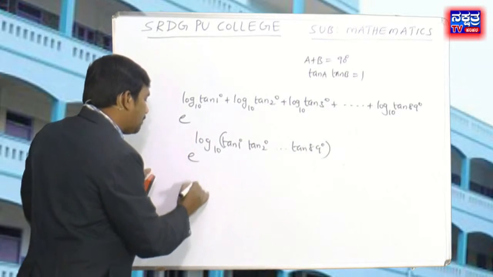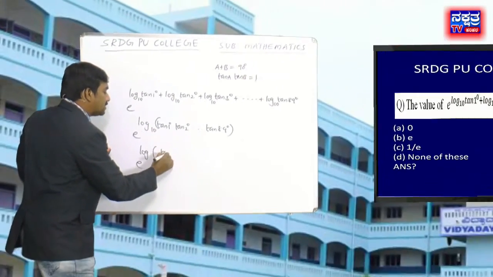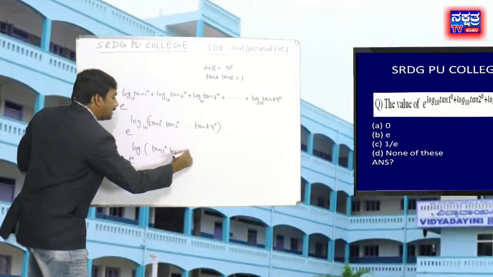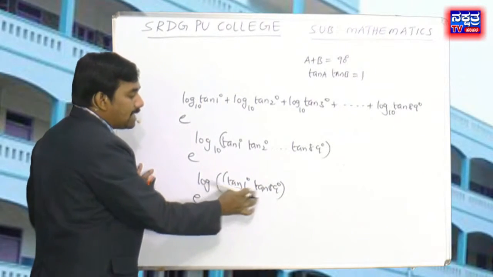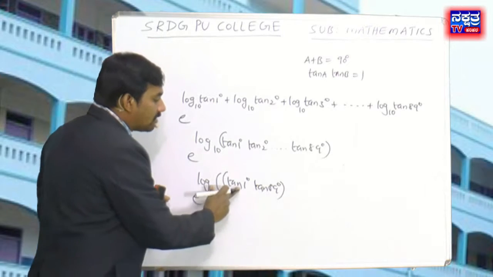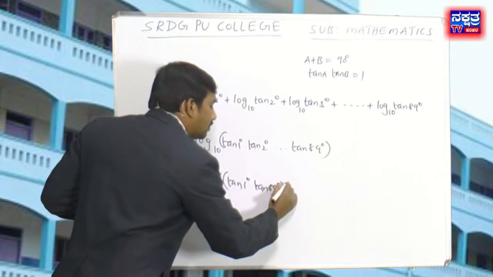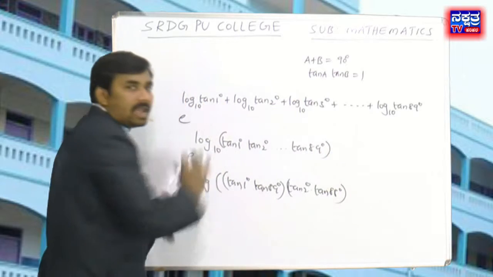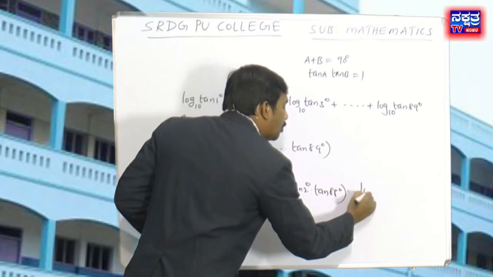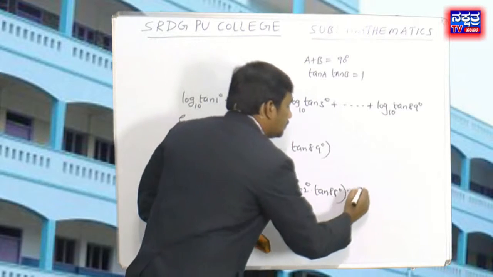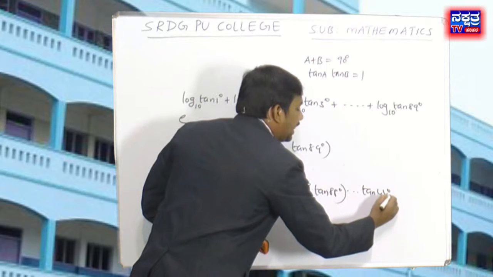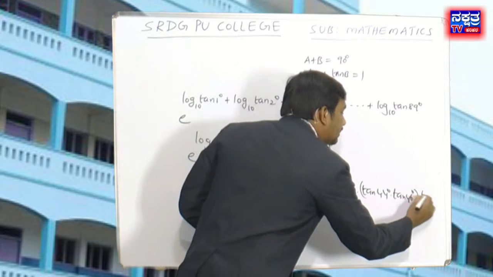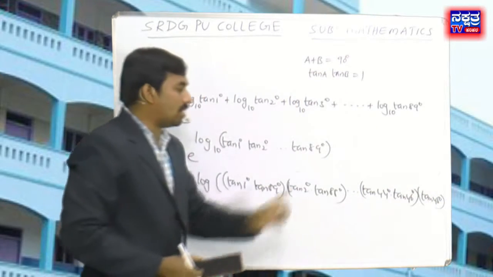Now here, e power log of, if you take the pairs for which A plus B equals 90 degrees, that is tan 1 degree and tan 89 degree, this is one pair. Then 1 plus 89 is 90 degrees, hence tan 1 into tan 89 is 1. Like that, one more pair, tan 2 into tan 88 degree, before 89. Like this, if you continue, you will get one more pair, tan 44 degree into tan 46 degree. This is one more pair. Remaining is tan 45 degrees. That one term only will remain.